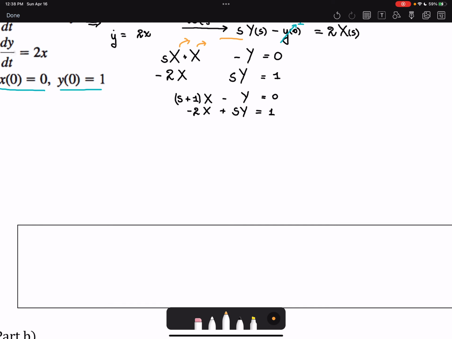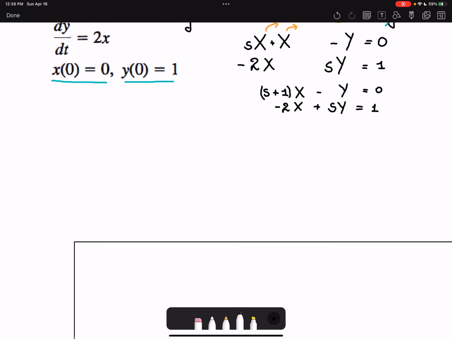And now, from this, I want to show you two things. So we have that one, and I'm going to make a little space over here, and I'm also going to rewrite it the same way. So I'm going to have s plus 1 times this big X minus y equals 0, and minus 2 times x plus s big Y, all of this equals 1.